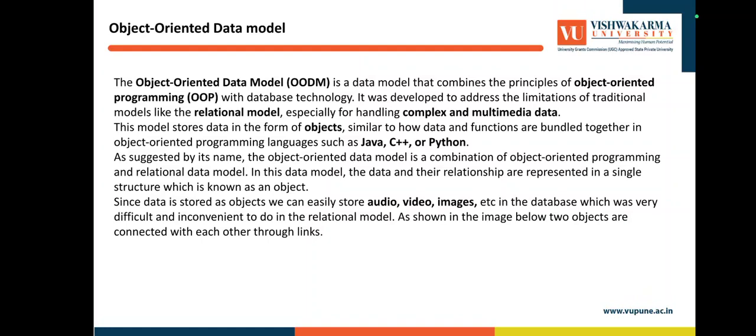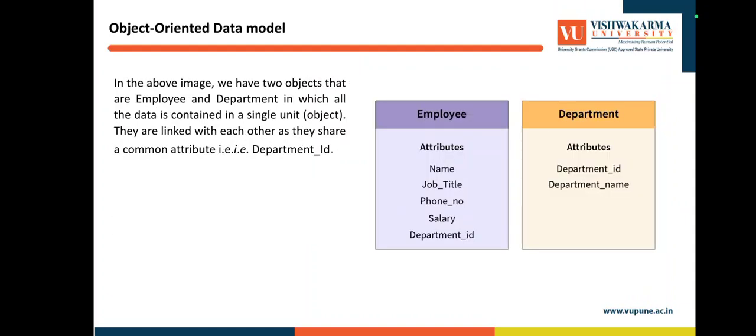As the name suggests, the object-oriented data model is a combination of object-oriented programming and the relational data model. In this data model, the data and the relationships are represented in a single structure which is known as an object. Since data is stored as an object, we can easily store audio, video, images, etc. in the database, which was very difficult and inconvenient to do in the relational model. In the above image, we have two objects, employee and department, in which the data is contained in a single unit. They are linked with each other by a common attribute, a primary key and a foreign key called department ID.